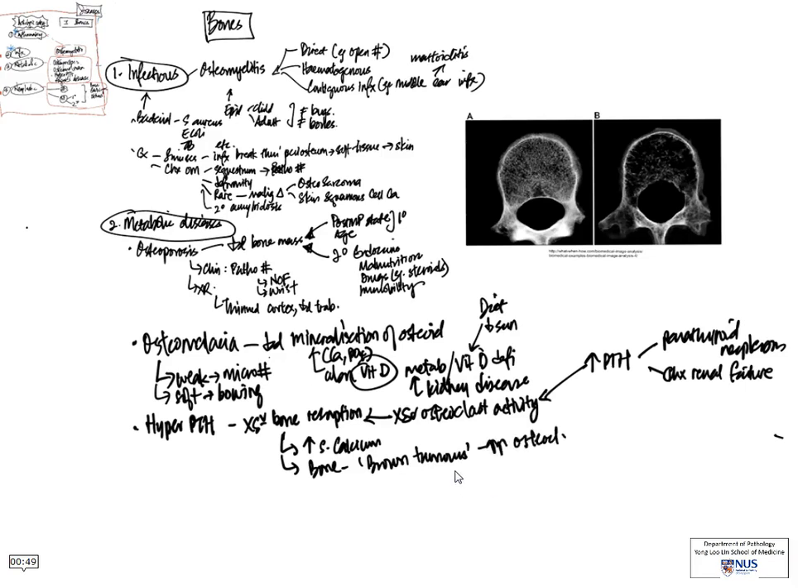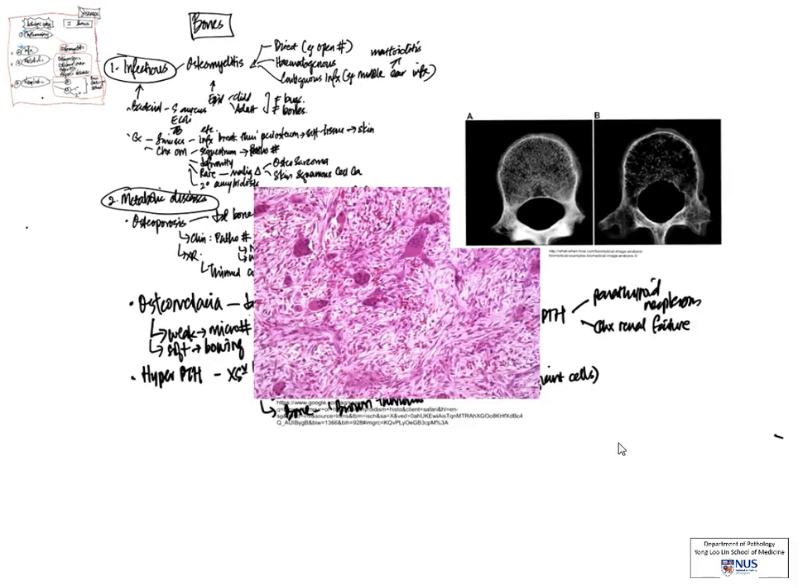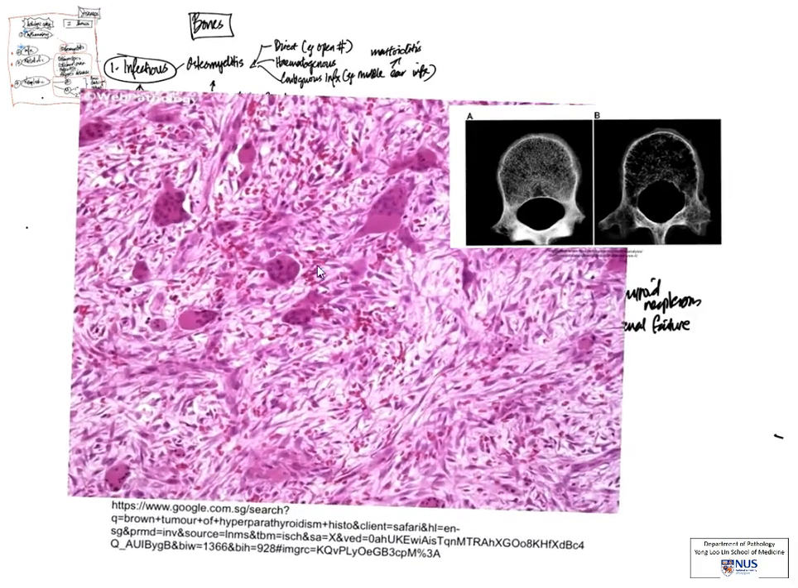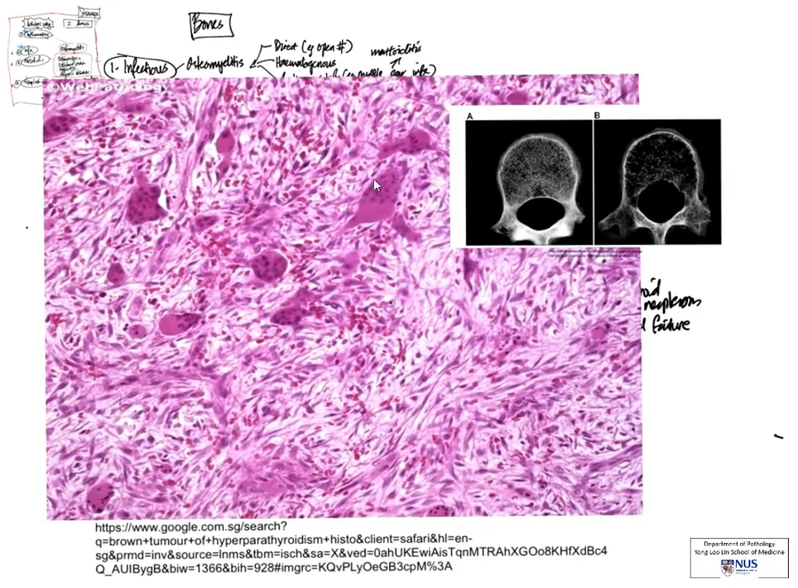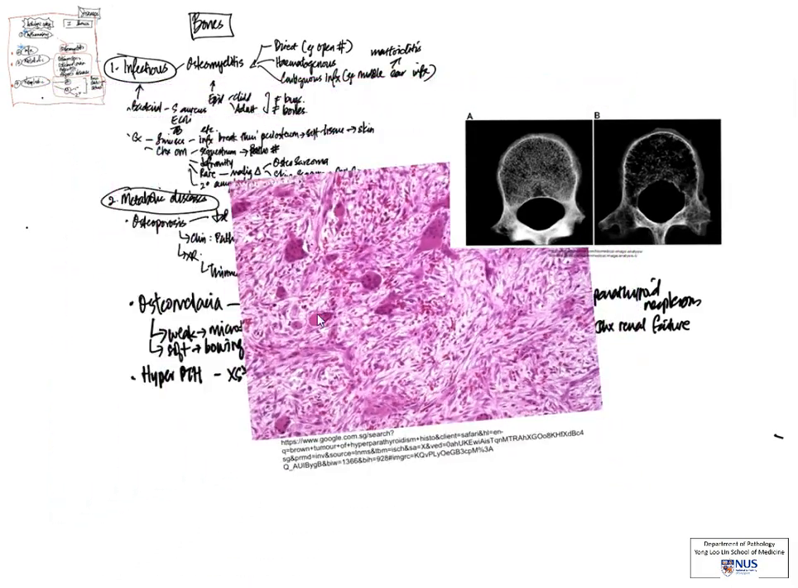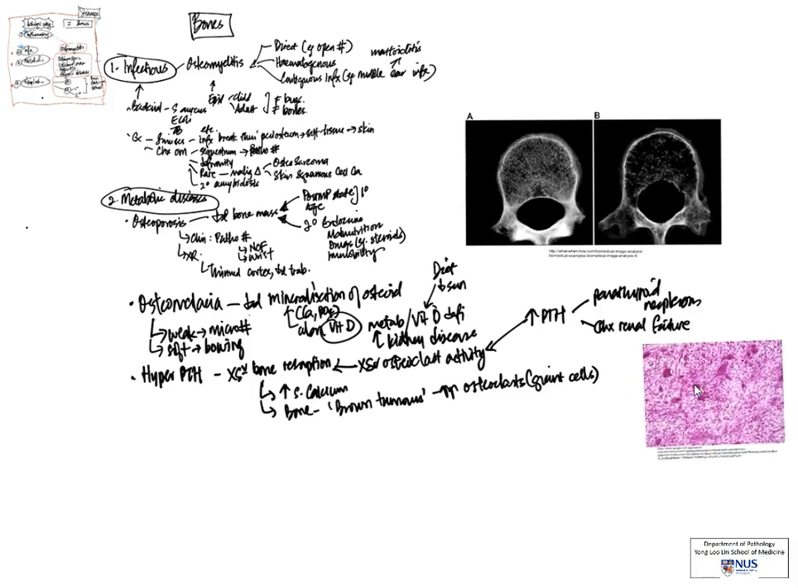sometimes brown tumor of hyperparathyroidism. On histology, what we see are aggregates of osteoclasts. These are giant cells. These are the cells that actually eat up and do the job of resorption of the bone. You can see here, here, here. So there are many multinucleated giant cells, which are osteoclastic giant cells in the brown tumors. And this can, of course, give rise to pathological fracture.